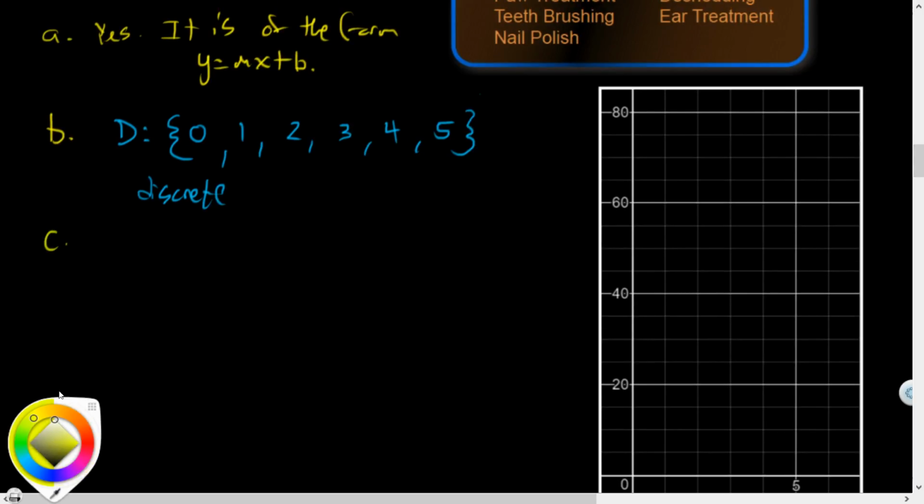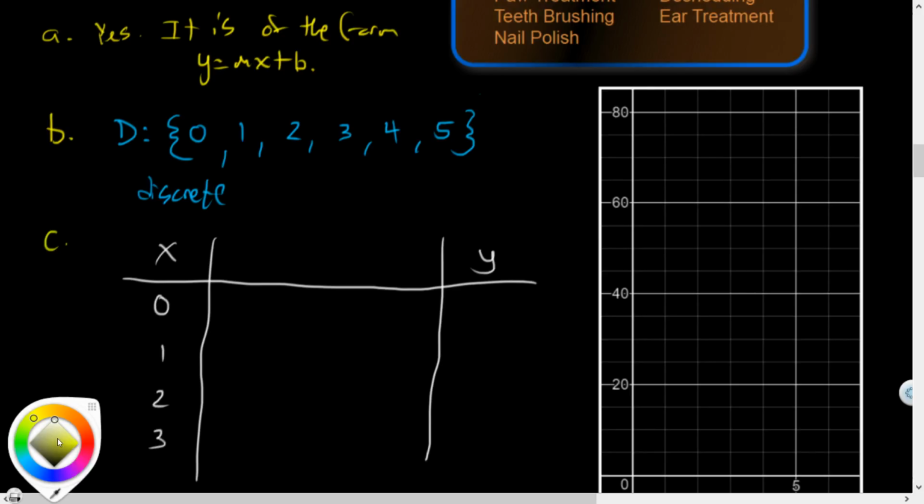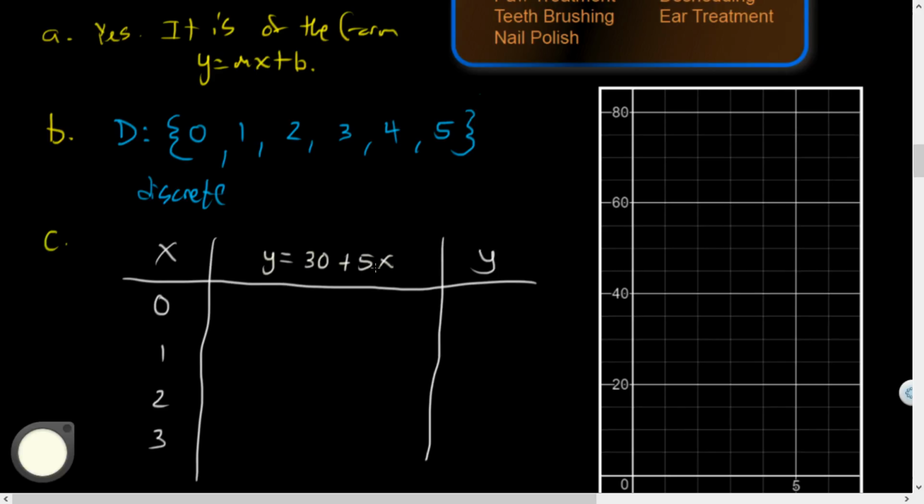So let's make a little table here. It's going to be so much better in the future, don't you worry, when we won't have to graph using tables anymore. So I've got my input X and my output Y being the cost. X is the number of services. We'll plug in some of these. The equation was Y equals 30 plus 5X. 30 was the flat rate amount for your dog being groomed, and then $5 per extra service.